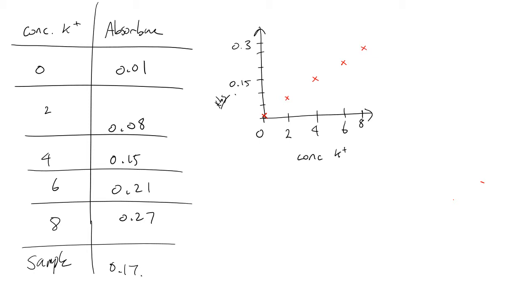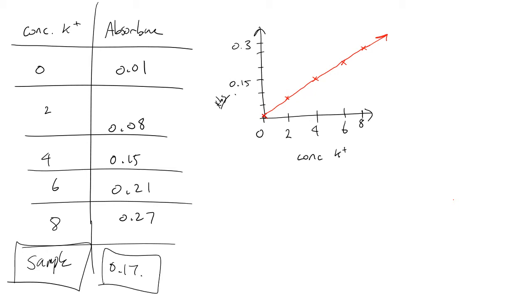Now we connect the line, connect the dots. Connect it like that. Make sure to connect it in a straight line for now. And now what we have to do is we need to find the concentration of potassium in the sample solution.